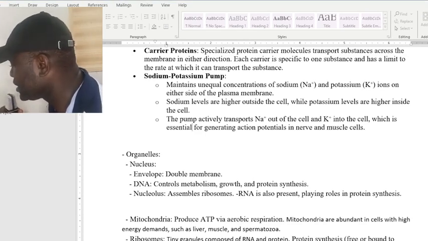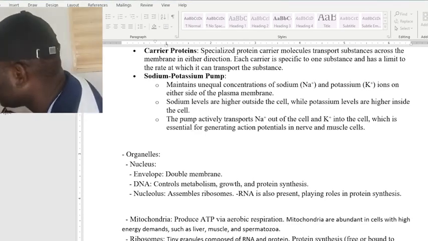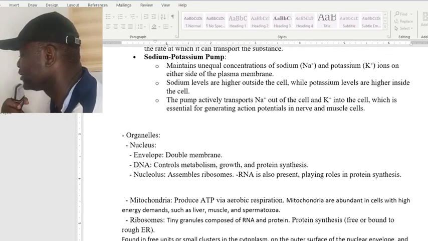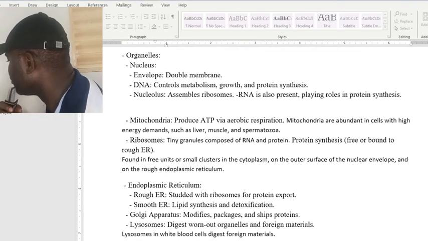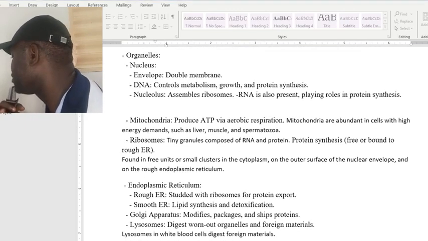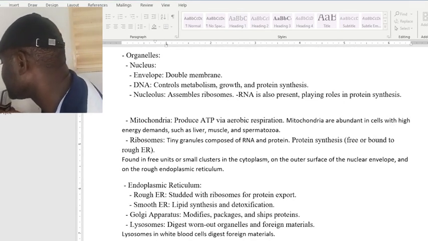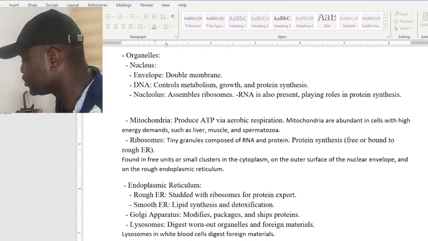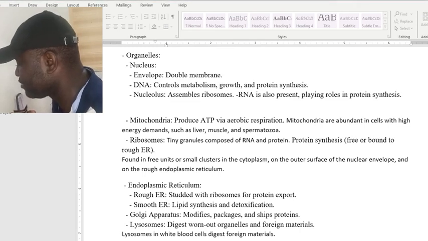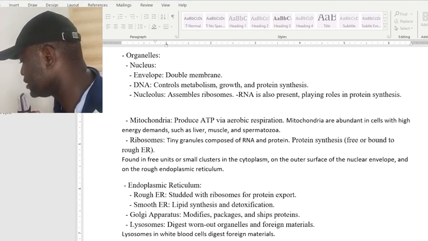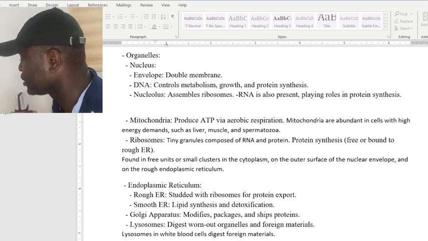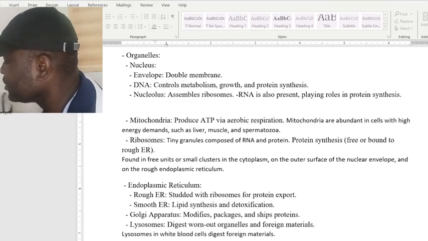Now let's go to the next organelle, mitochondria. This mitochondria is responsible for cellular respiration. We call it the powerhouse of the cell, and the reason why it's called the powerhouse of the cell is that it produces energy in form of ATP. It completes the cellular respiration, so it produces energy in form of ATP.